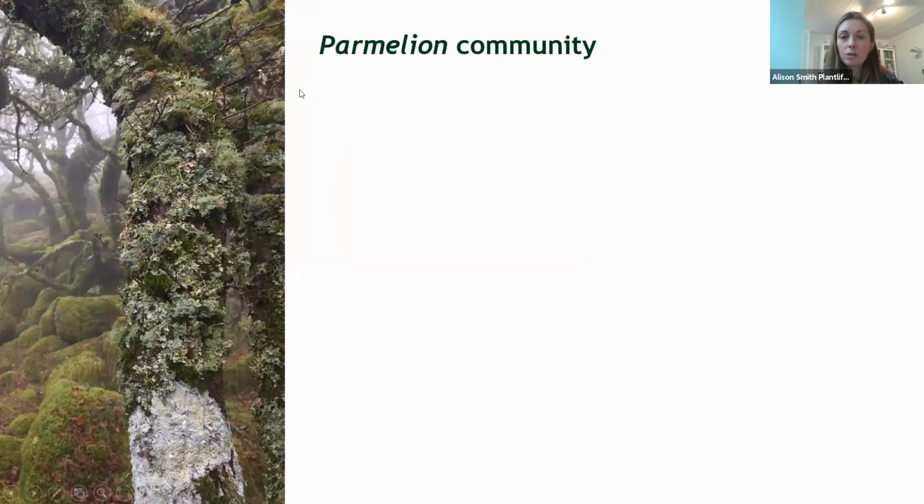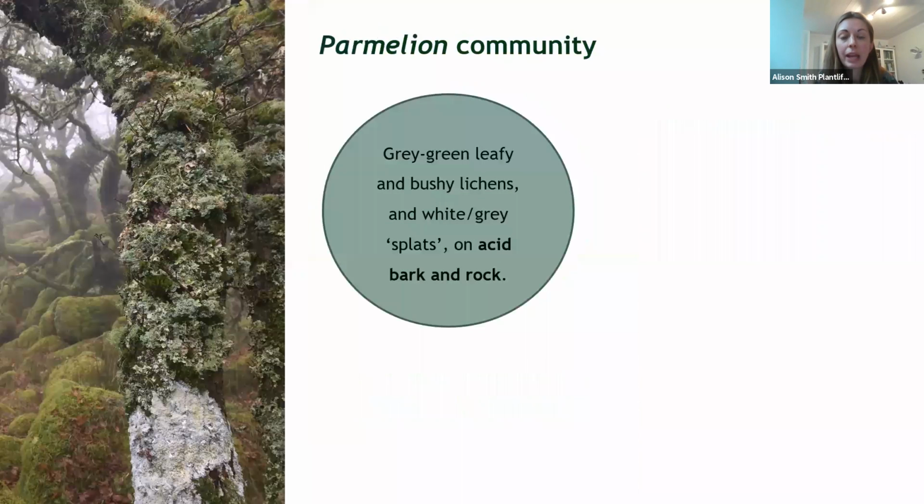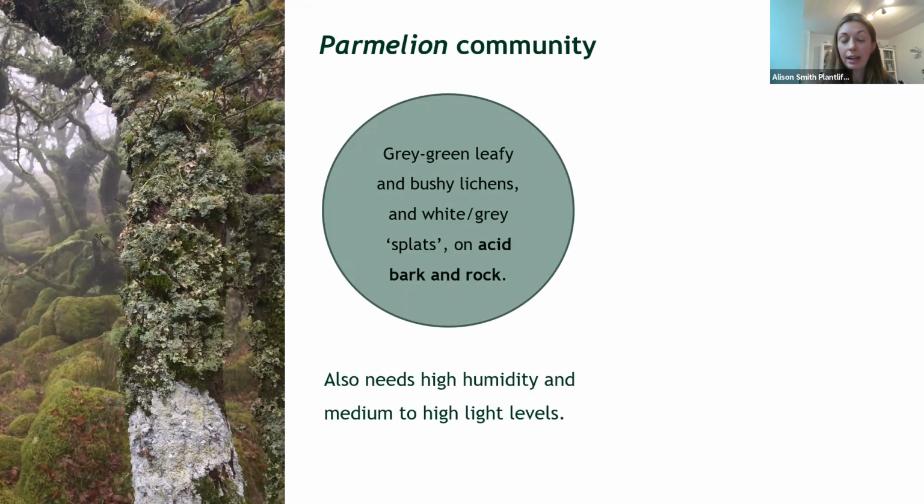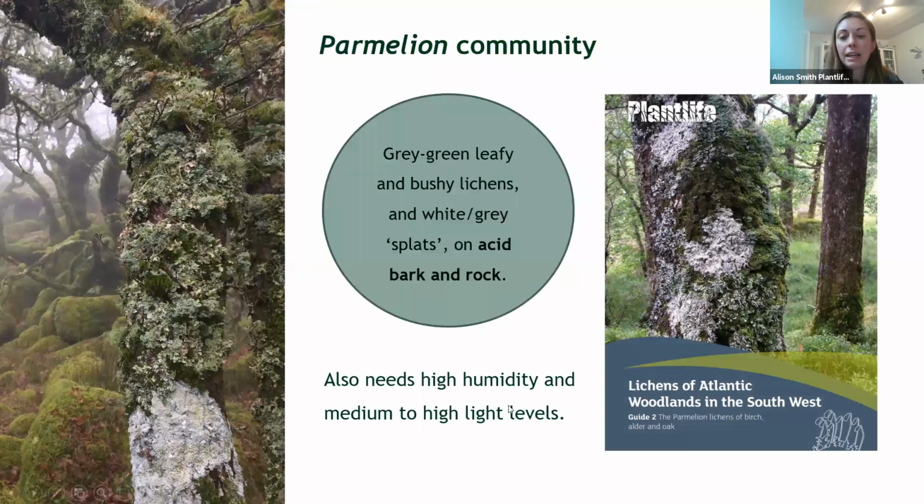Okay, the next one I was going to talk to you about is the Parmelion community, and this is a community of lichens that grows, this time, on the acid bark and rock. This is another very showy community with lots of bushy and leafy species, and again needs very high levels of humidity and quite high levels of light as well. So sort of similar to the Lobarion communities, but growing on the acid bark and rock. So often on a younger oak, on birch, on alder, on hawthorn. And what we're looking for is these grey, green, leafy and bushy lichens and white and grey splats.